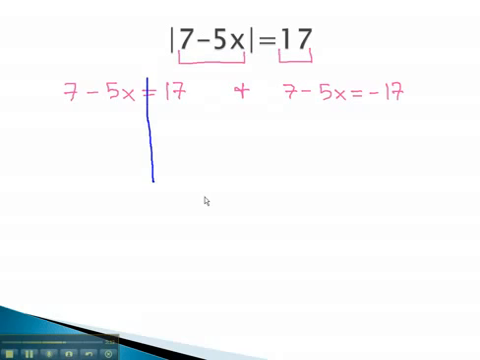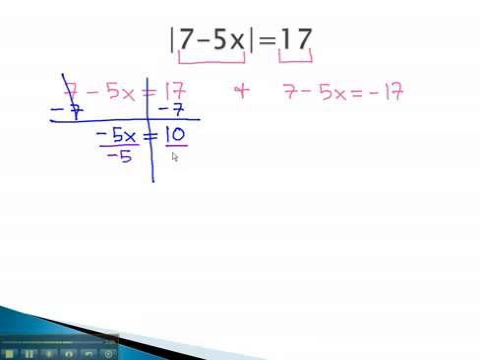Balancing through the equal sign, we know to first subtract 7 from both sides. This will leave negative 5x equals 10. Finishing the first equation, we can divide both sides by negative 5. We now have x equals negative 2. We still must solve the second equation.